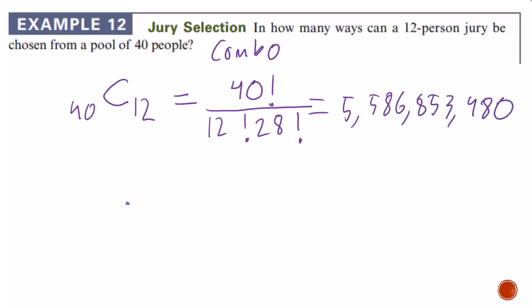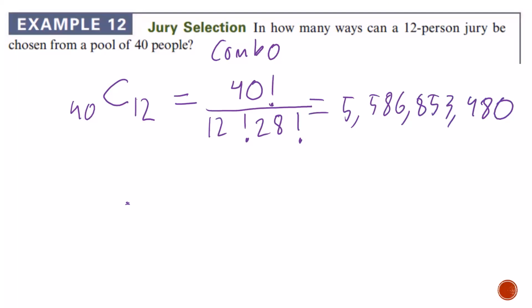You end up getting about 5.5 billion. That is a lot of different juries, right? So if the order also mattered, it'd be more. Just to give you a sense, I believe this is roughly 75% of the world's population. This is just a coincidence, and the book doesn't cover this.